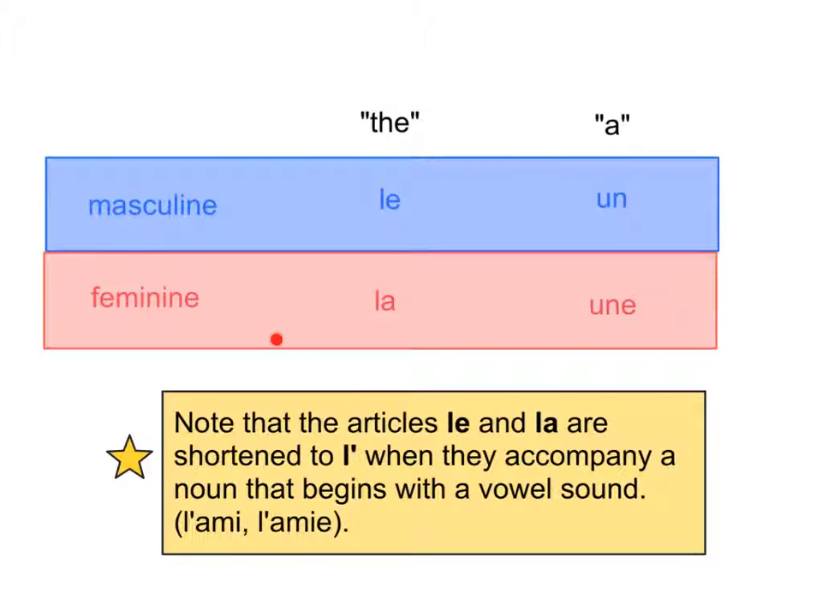Here, le and la, these are the definite articles. Now write that in real fast. Definite. Le and la. These mean the. If you see le before a word, we're talking about the. If you see la, we're talking about the. They mean the same thing. One is masculine and one is feminine. So if you have le frère, the brother. La sœur, the sister.